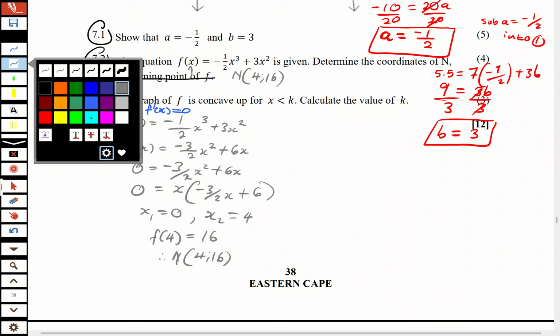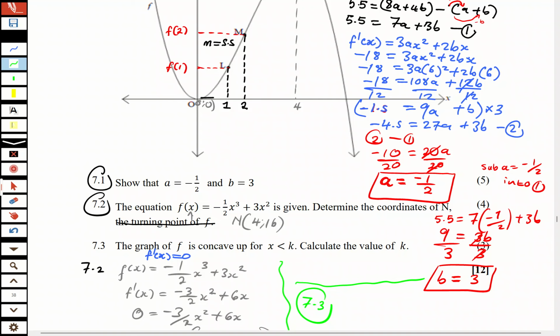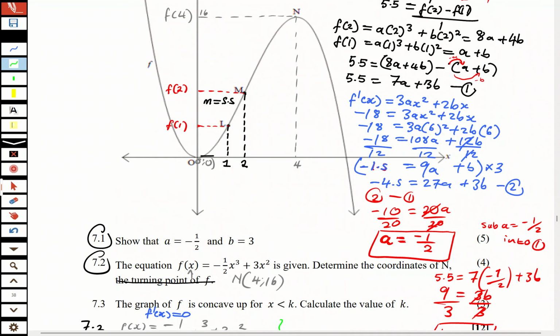So now let me see if I use this one. So this is 7.3. So now guys, listen to the question. They say that the graph of f is concave up for x less than k. Let's see if that makes sense. Is it concave up for less than k? Yes, it makes sense. Remember, less than means going to the negative side. If you have to check there, your function is concave up.